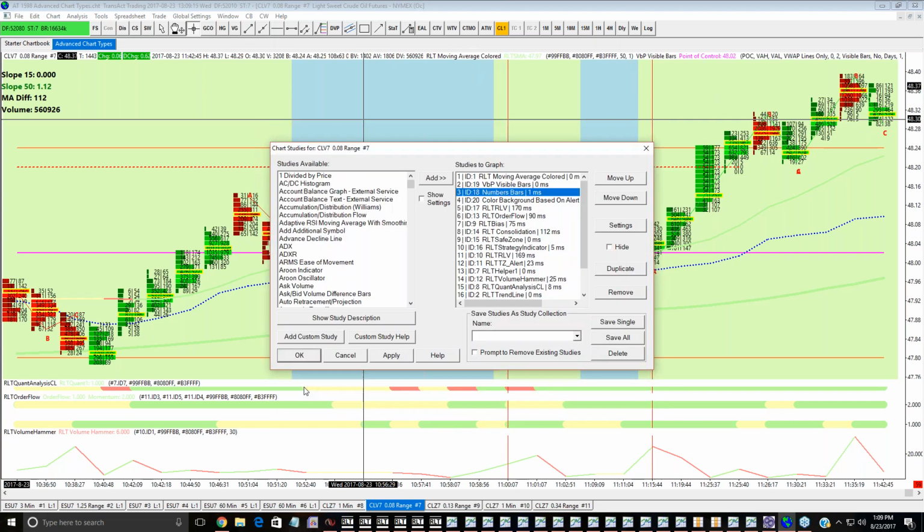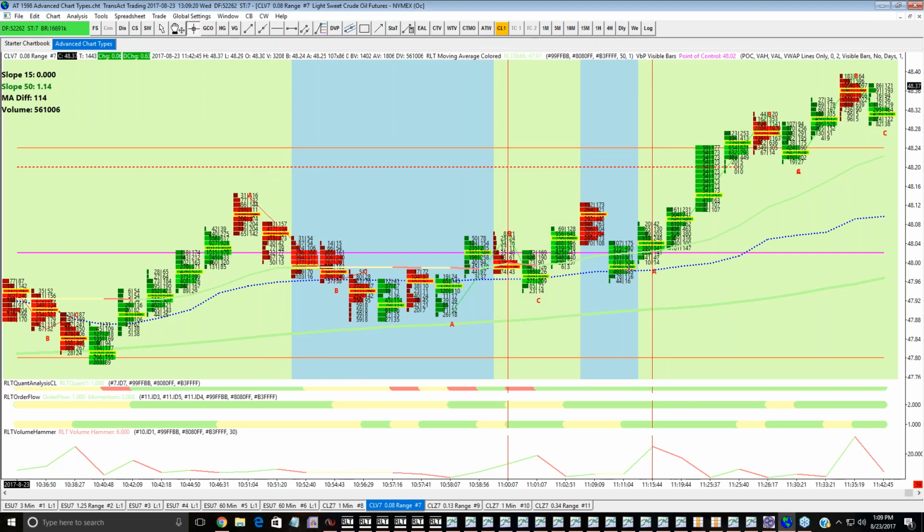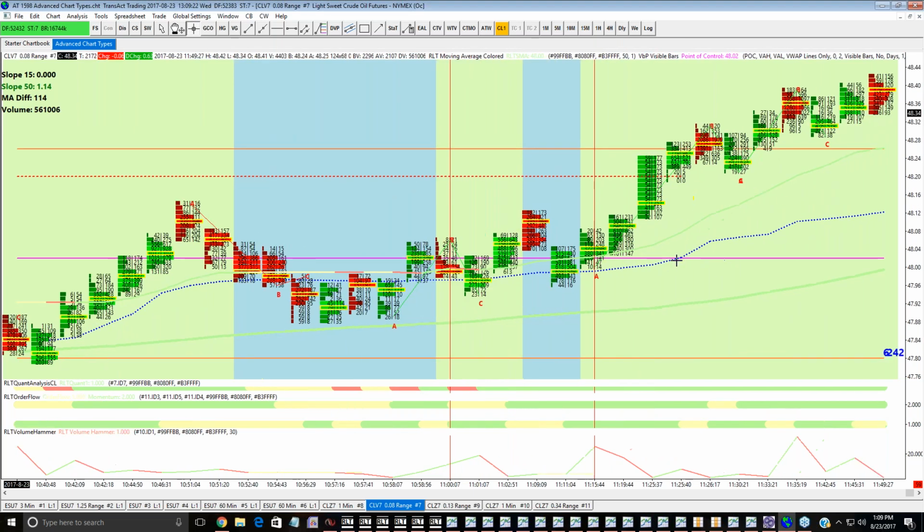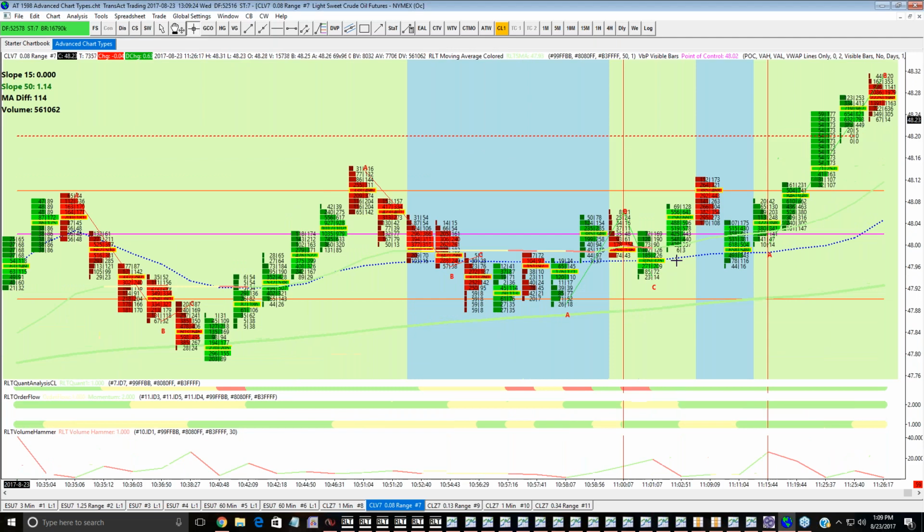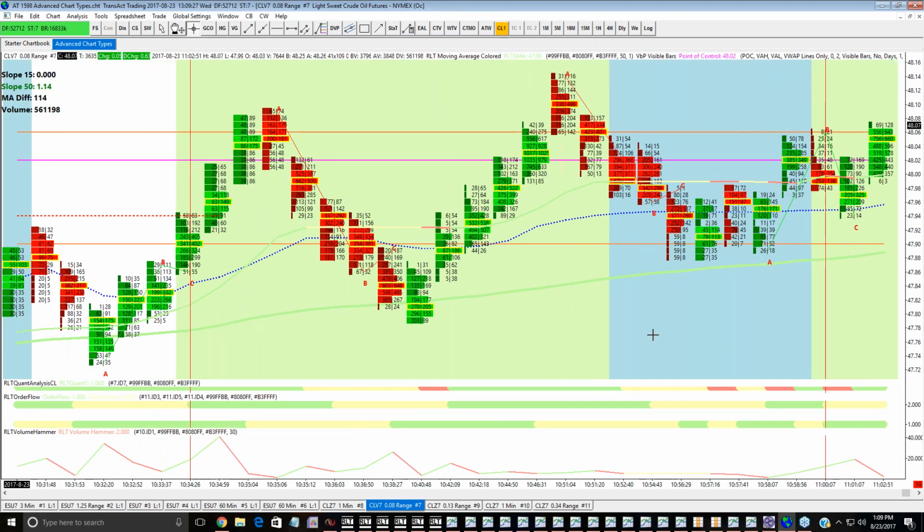Here we go. Now, here's what we're going to do. I just want to define a couple of things. Here is the same quant line that we look at on our NinjaTrader, and this is order flow. I'm sorry, this is momentum. This is order flow, and this is the volume hammer. So these are all identical, and they're providing you with identical data.